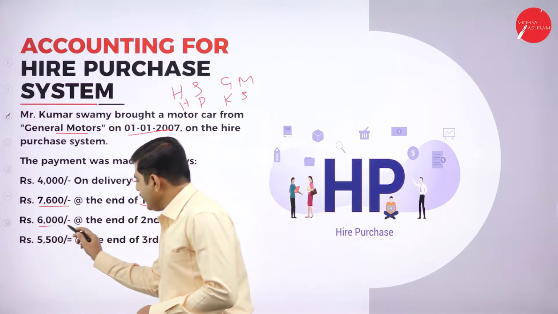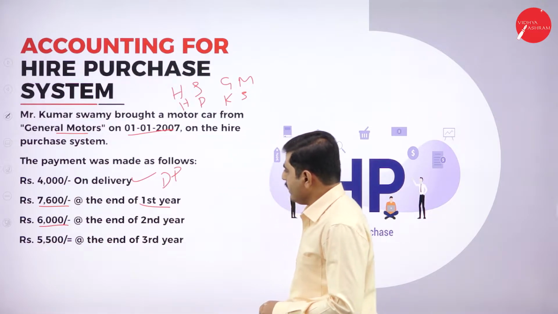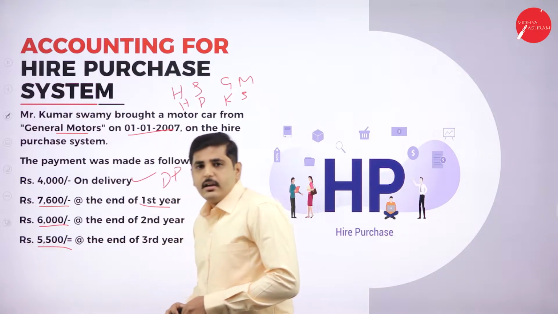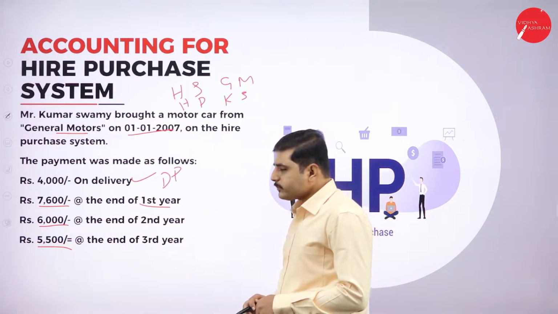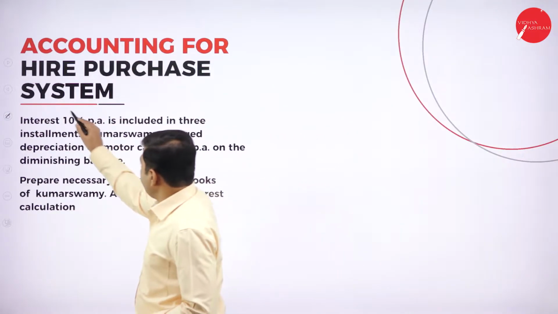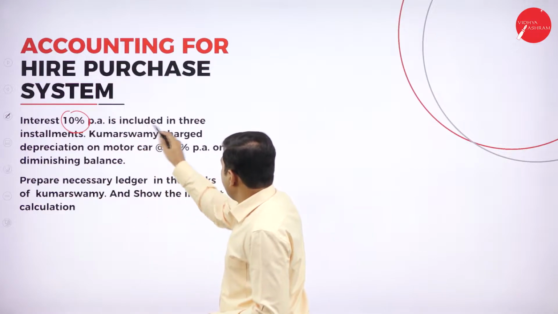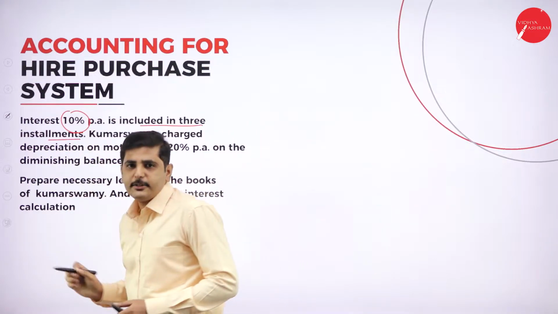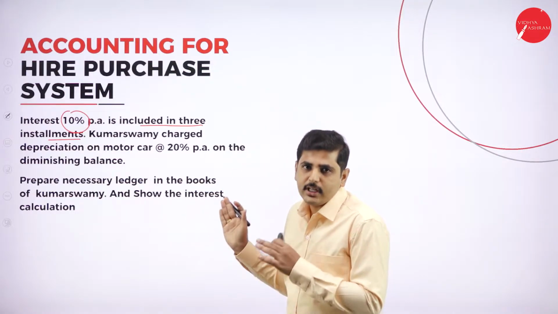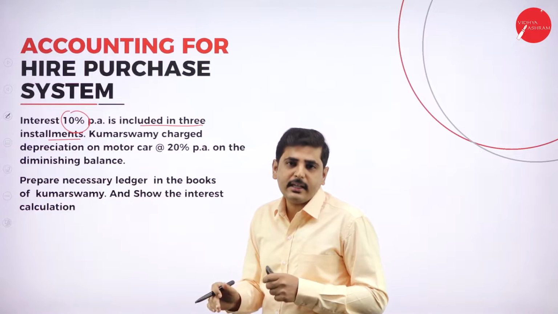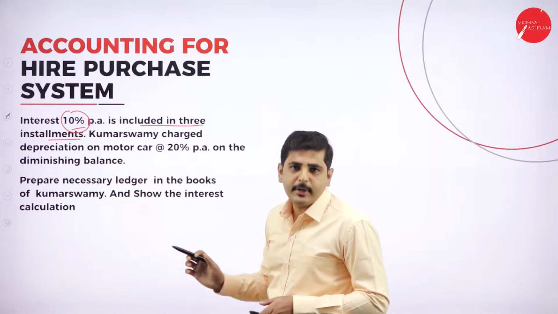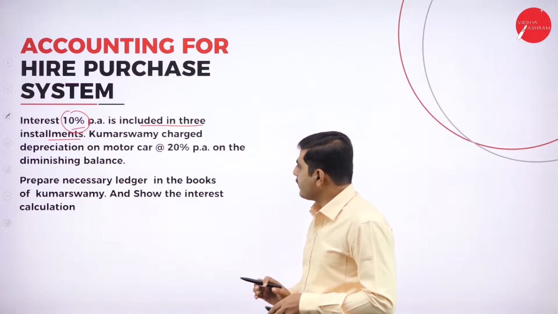For the second year, how much installment has he given? 6,000 rupees at the end of the second year, and at the end of the third year, he has paid 5,500. Interest at 10% per annum is included in the 3 installments. See, in this problem, he has not given the cash price. Please bear in mind, in this problem, he has not given the cash price. We have to calculate the cash price, but he has given the interest and also the actual installments paid by the hire purchaser to the hire seller.